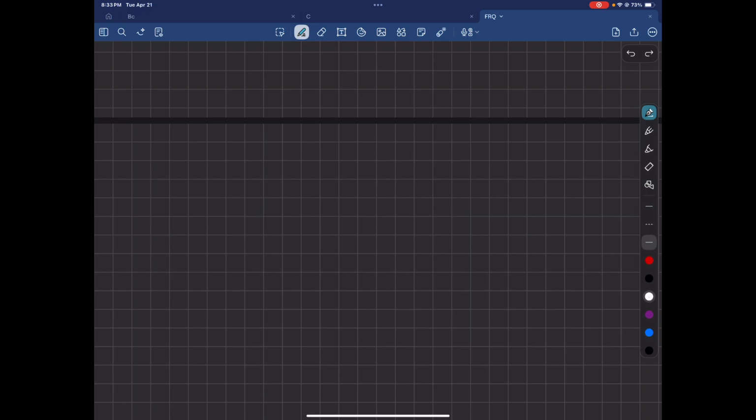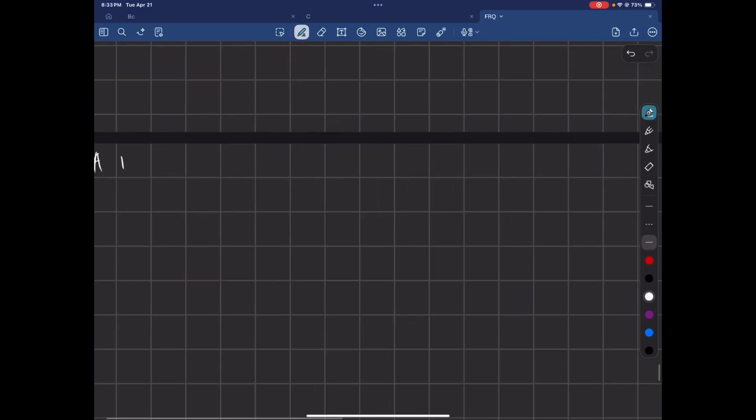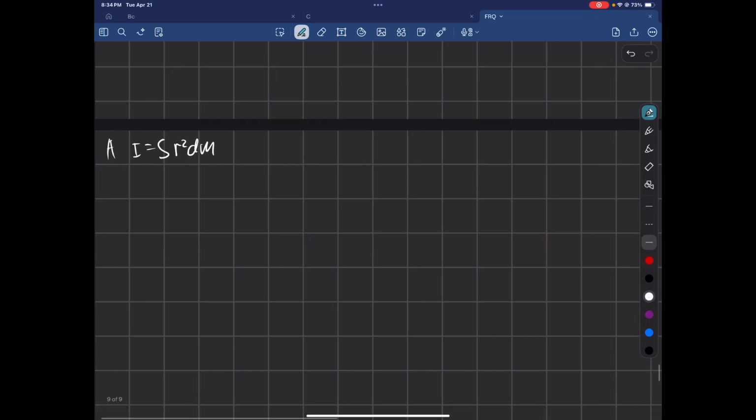For part A, moment of inertia is equal to the integral of r squared dm. And since it's a 3D shape, we would have rho equal to mass over volume. And since there's dm here, we'd want to take the derivative of this and isolate for dm.